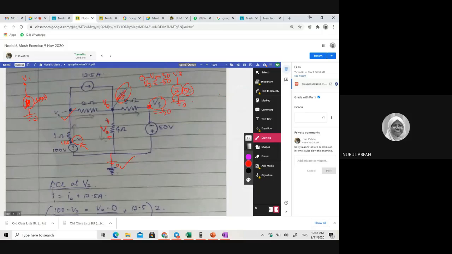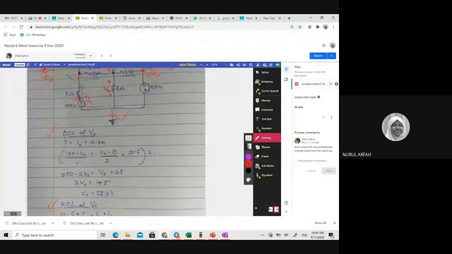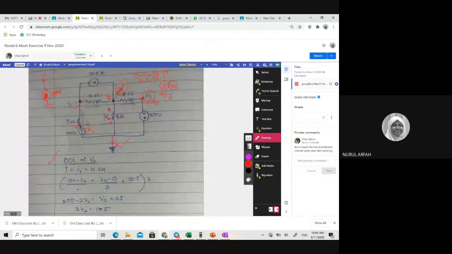Okay, so we reduce the supernode. There's no supernode, right? Do you agree? Brothers and sisters, yes, agree. There's no more supernode. So if you have no supernode, then you can apply it like this. But before that, I want to check whether it is right or wrong.